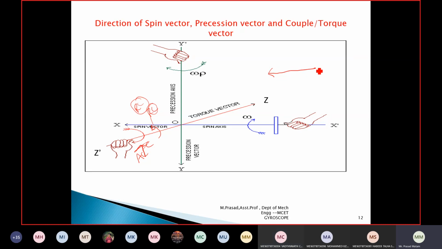Now what will happen? This tries to move in the precession axis. This is the position of the precession axis. This is the position of the spin axis. So under these conditions, this is the x-axis, this is the y-axis. To maintain the system in equilibrium, in the z-axis what will happen? An active couple is going to occur. This is the position of the active couple.